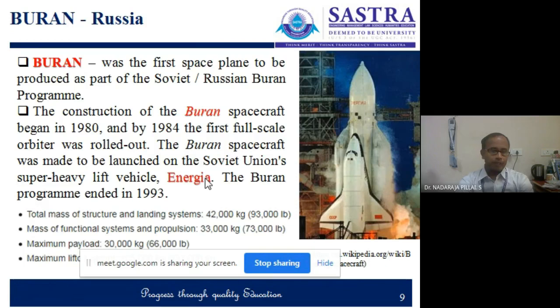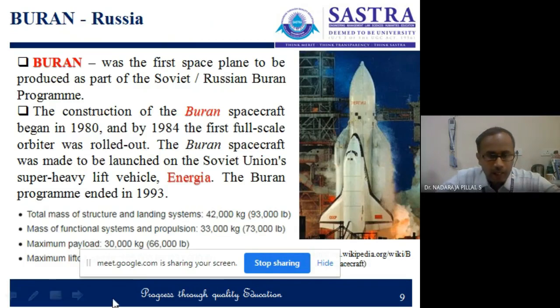So the construction started in 1980, and by 84, they had a full-scale orbiter which was rolled out. The Buran spacecraft was made to be launched on the Soviet Union's super heavy lift vehicle. I recommend you search for this, Energia. It is a super heavy lift vehicle which can take the Buran to orbit and come back.